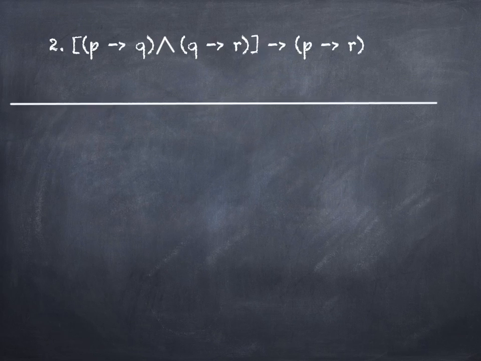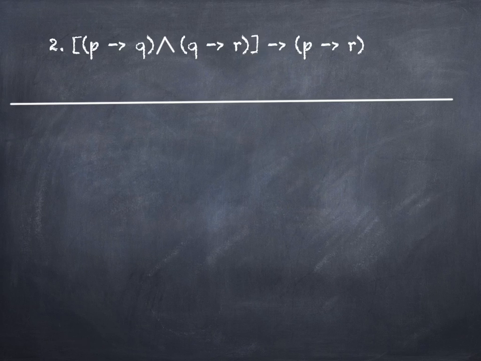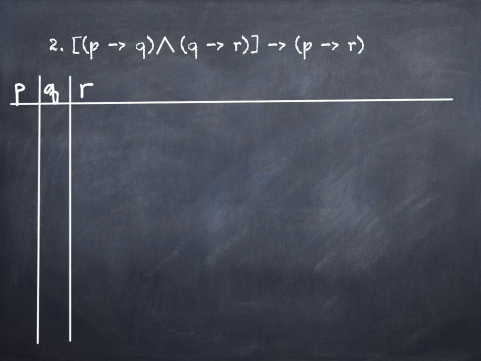So let me do this. All right, so taking a look at what we have here, what are the different symbols that we have involved in this particular one? P, Q, and R. So I need a column for P, a column for Q, and a column for R. And notice what we don't have on this one. What don't we have? No tildes. So I don't need any of those on this particular one.